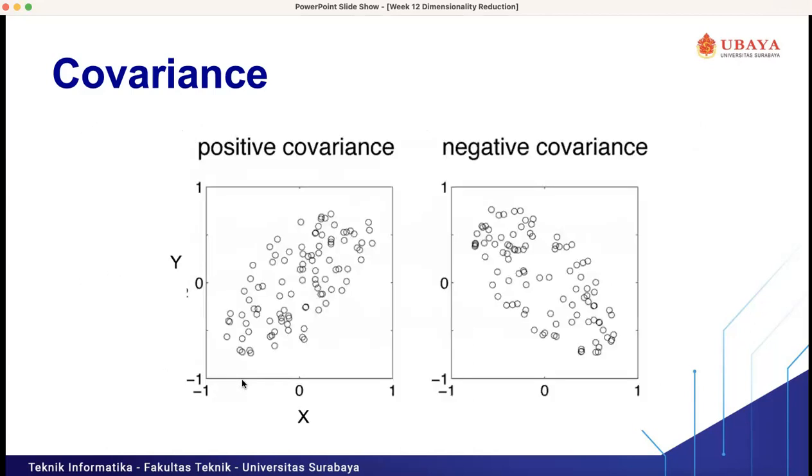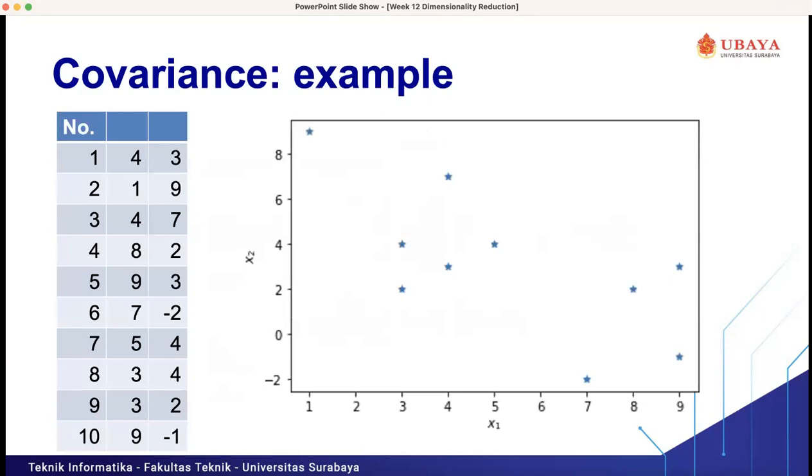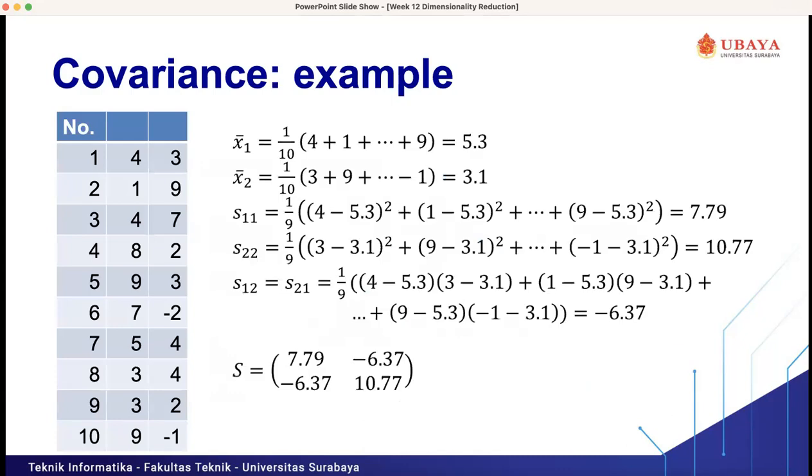On the next slide, we will have an example. This is the example for calculating the covariance. For example, we have x1 and x2. The first thing that we need to do is calculate x bar 1, which is the mean value of x1. Because we have 10 observations, the m will be 10.